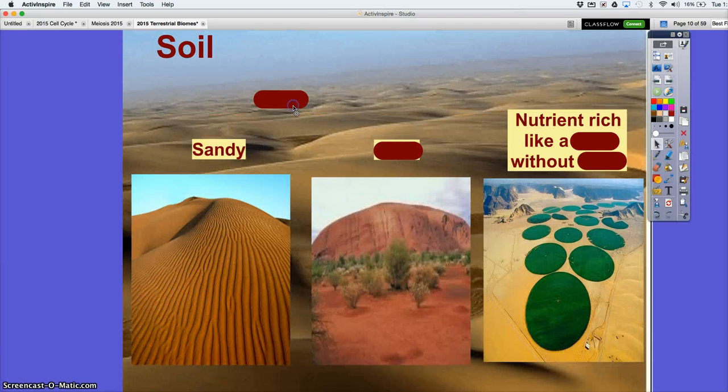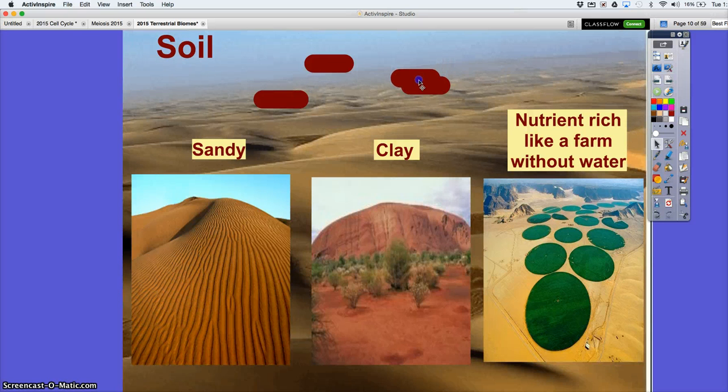The soil can be sandy or like what? What is that picture showing you? What does that look like? Clay, good. But overall, and this is very debatable, they say deserts are nutrient rich. They have some kind of conditions for that. Like a farm, lacking what?